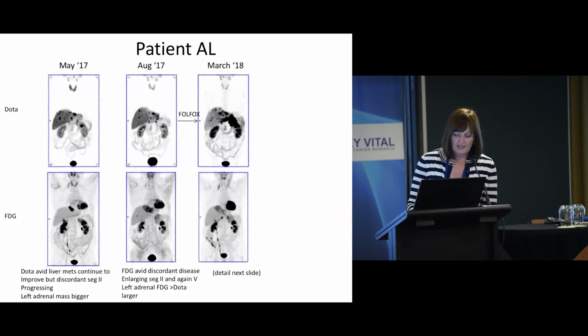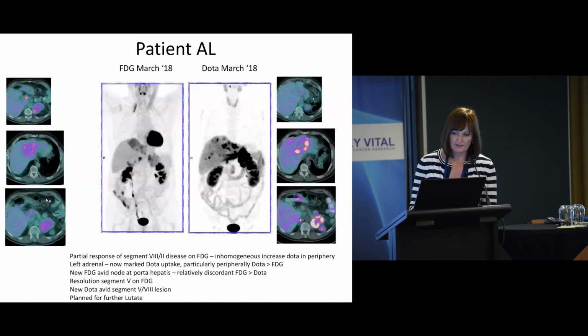Just recently we've seen the patient again, and what's happened is that the FDG avid disease is still there, but it's developed a dotatate avidity in a similar pattern to the FDG. The adrenal lesion has also become markedly dotatate avid. So we now have another signal to try and treat this patient. So this patient has now got concordant disease and is going to have lutate therapy.